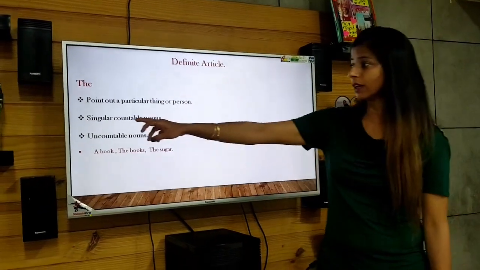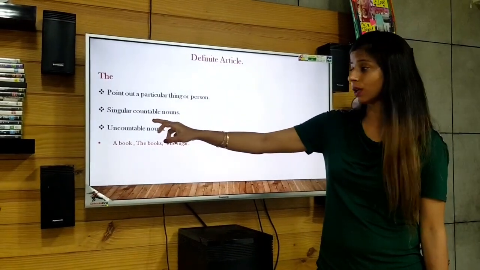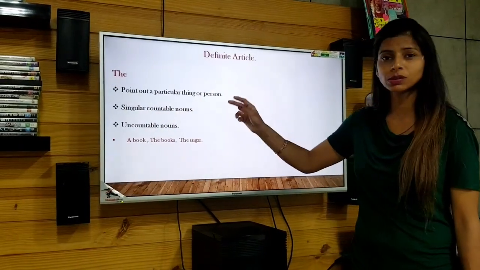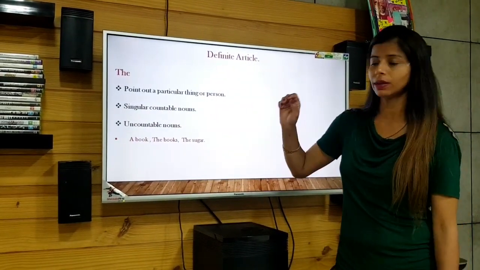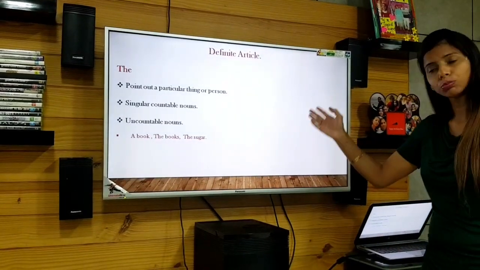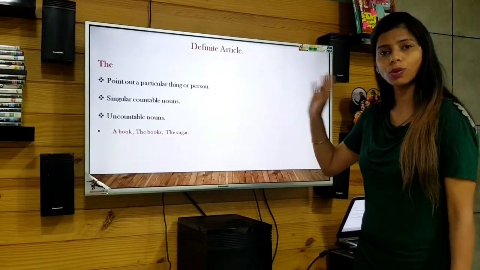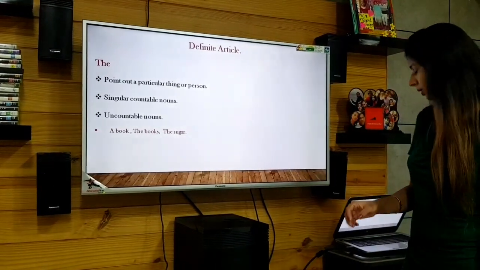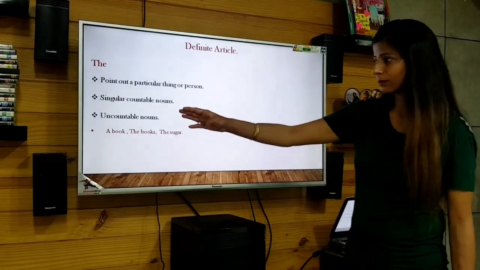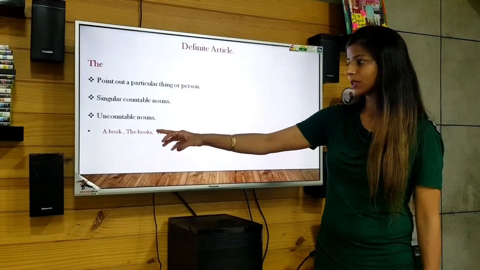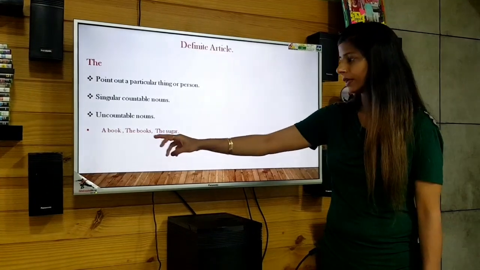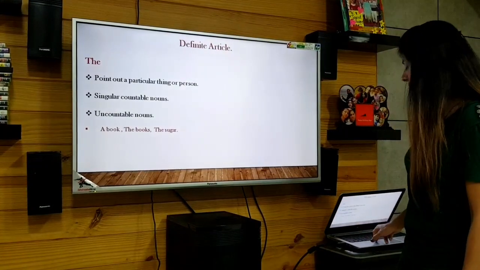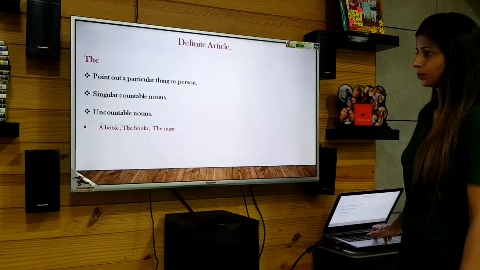Here I have written singular countable nouns. Mind that, students: it would not be used with plural countable nouns. Countable nouns, only the singular case, right? Uncountable nouns, both cases, singular or plural. Then the next examples I have taken here. A book can even be taken up. The books can even be taken up. Books, the plural case. Then what is there? The sugar. Sugar is again an uncountable noun, right?